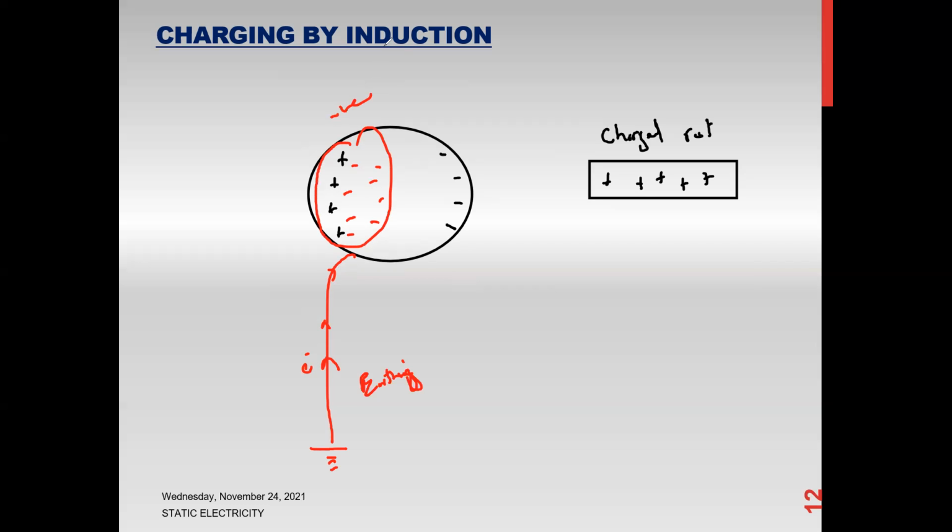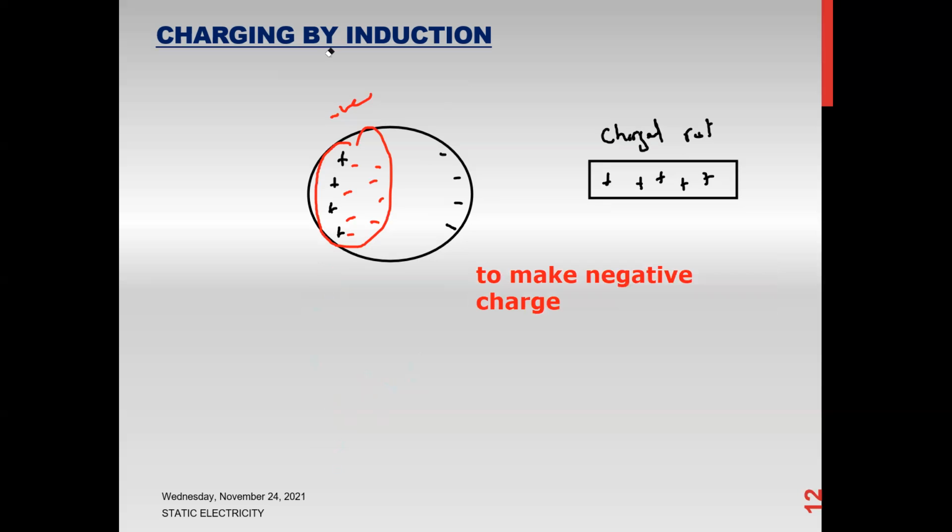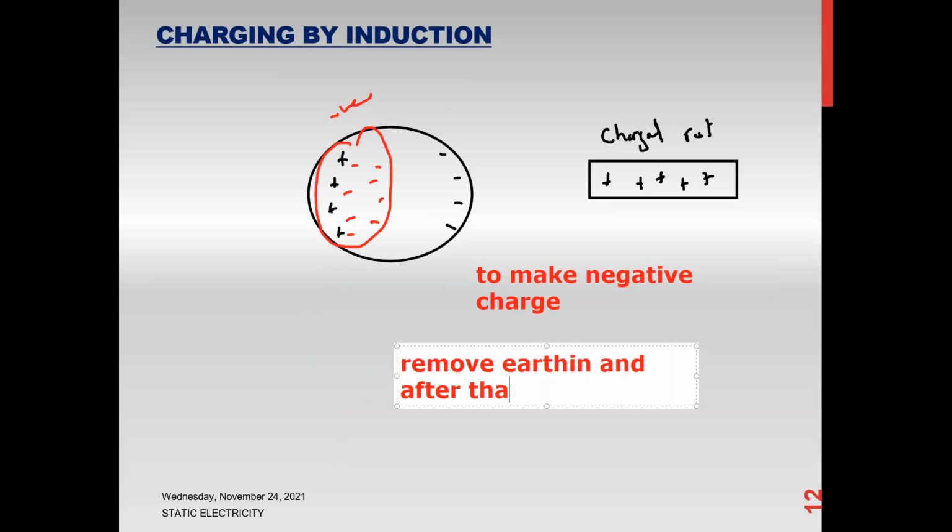So electrons are actually attracted towards the charged rod and the positive charge. So this overall will be negative. And if you want to make a permanently negative charge, we don't want the electrons to return back. So first, we should remove the earthing wire, and after that, remove the charged rod.